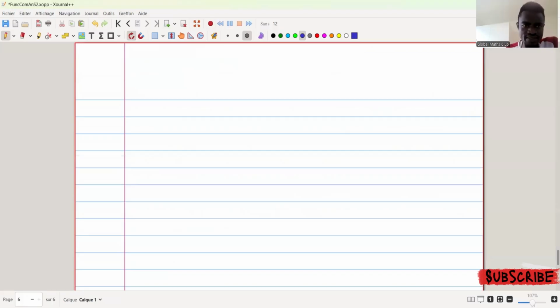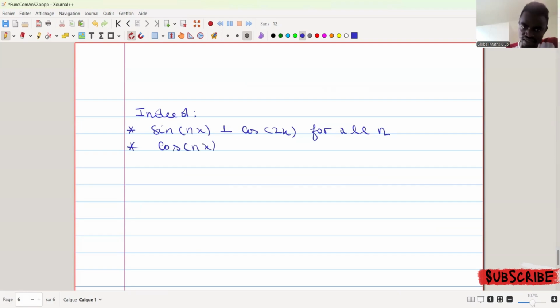Indeed, sin nx is orthogonal to cosine 2x for all n. Cosine nx is orthogonal to cosine 2x for all n different from 2, as was mentioned. And 1 is orthogonal to cosine 2x.